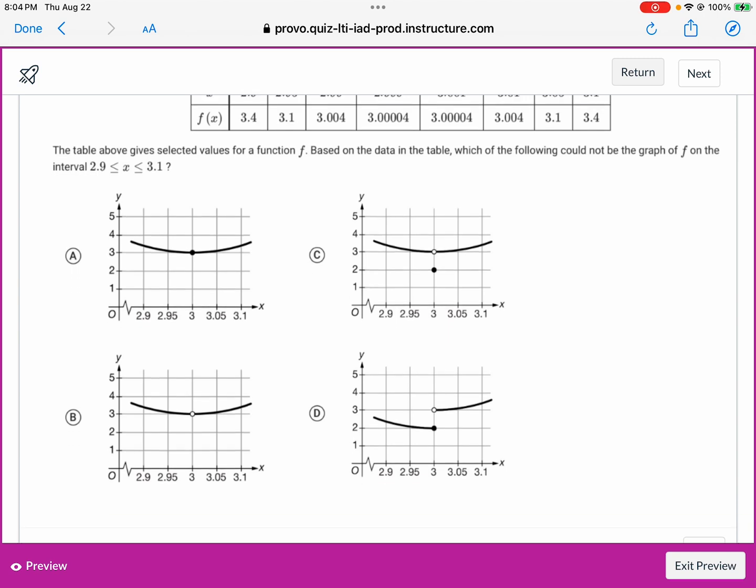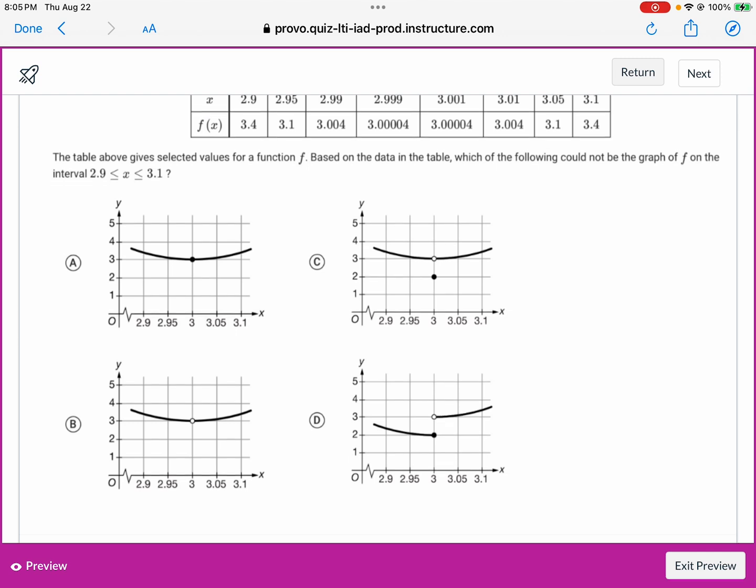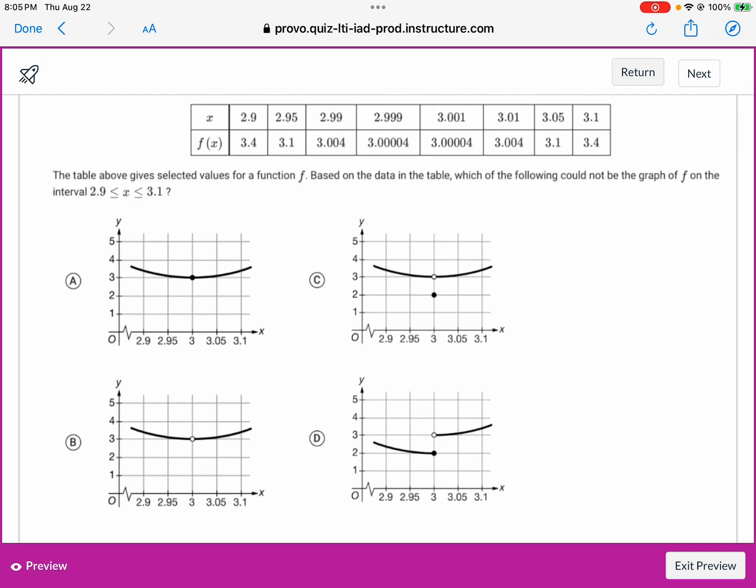Basically what you're checking to see here is just that the values match up. Pretty simple. You can also check the limit at x equals 3 for the table and for the graphs. So the limit as x approaches 3, if you're looking at the table, from the left and from the right, it appears that it's approaching 3. So does it seem like any of these graphs, where the limit does not approach 3 at x equals 3? Okay.